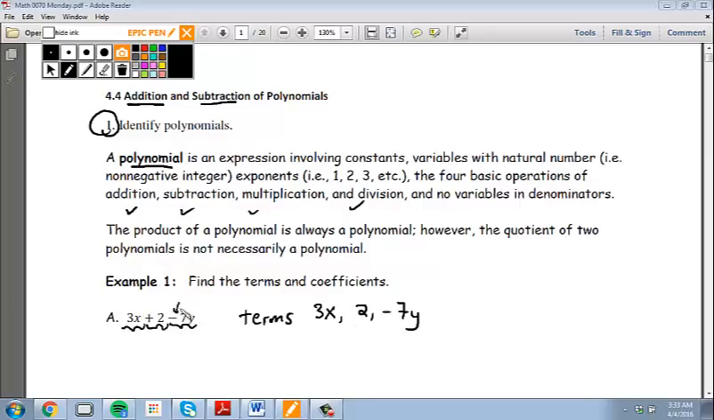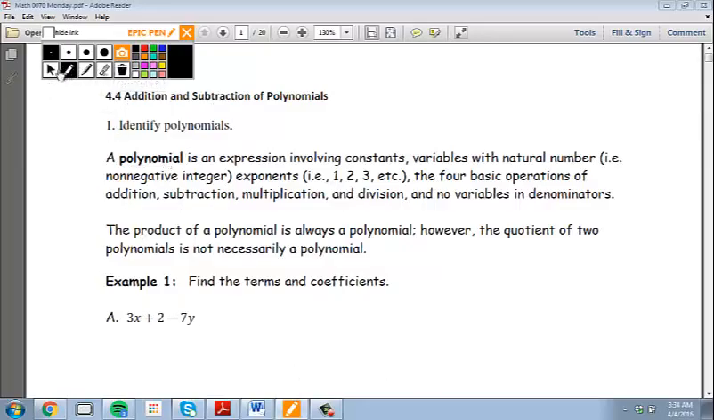Remember this at all times. The sign in front of the coefficient, or the number in front of the variable, is going to keep the sign. So if it's a minus 7y, it's a negative 7y for the term. Alright, now the coefficients again are just the numbers here, so it is 3, 2, and negative 7.